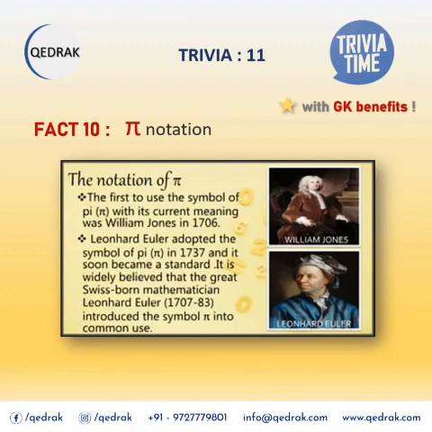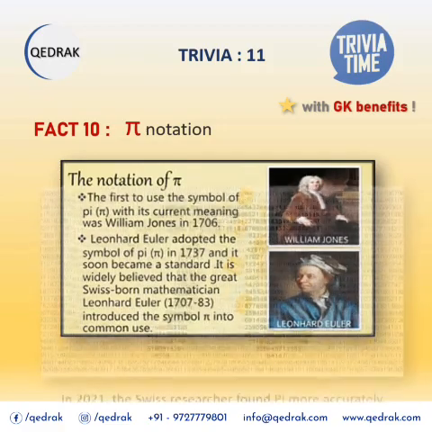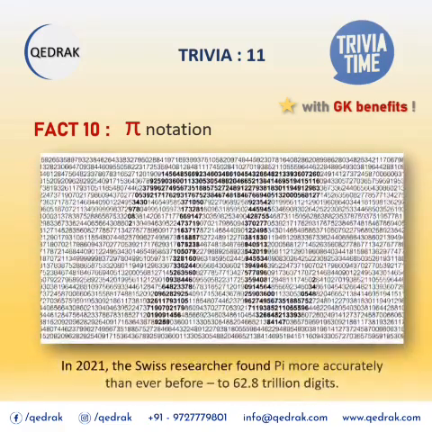By the start of the 20th century, about 500 digits of pi came to be known. Over time, with computation technology advances, in 2021, researchers from the University of Applied Sciences in Switzerland calculated pi more accurately than ever before, to the 62.8 trillionth digit.